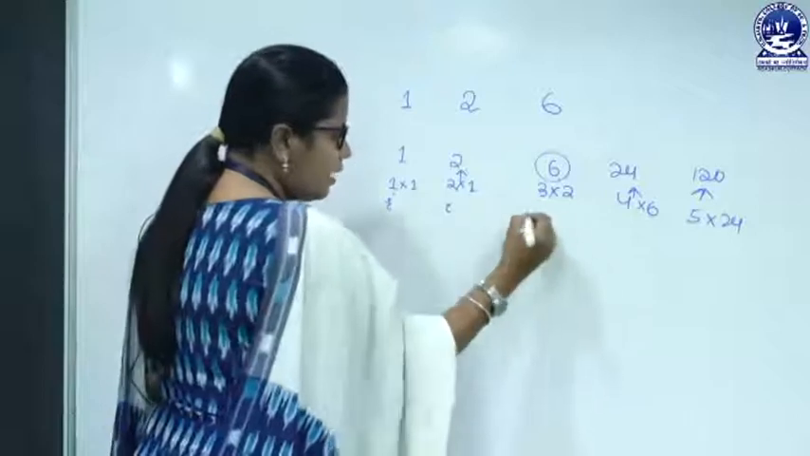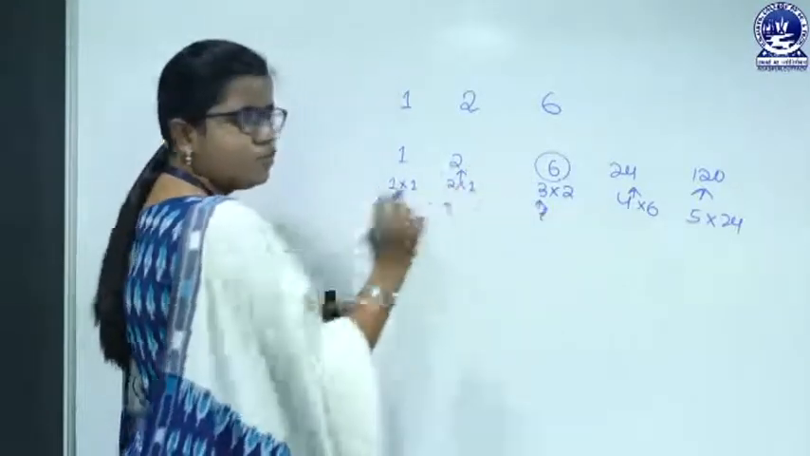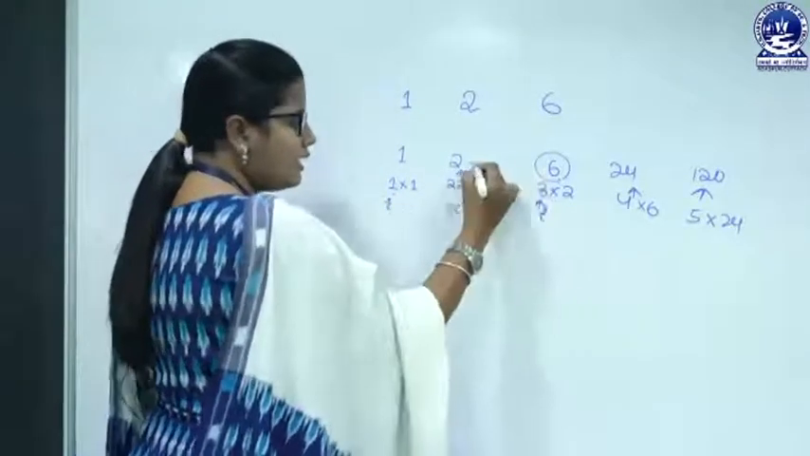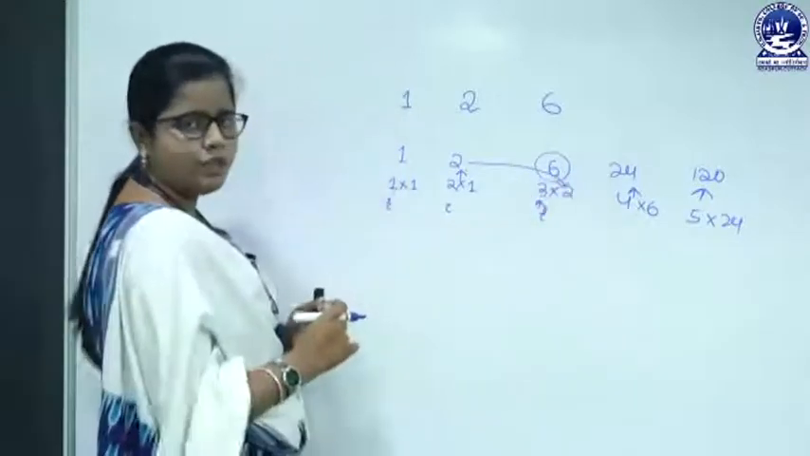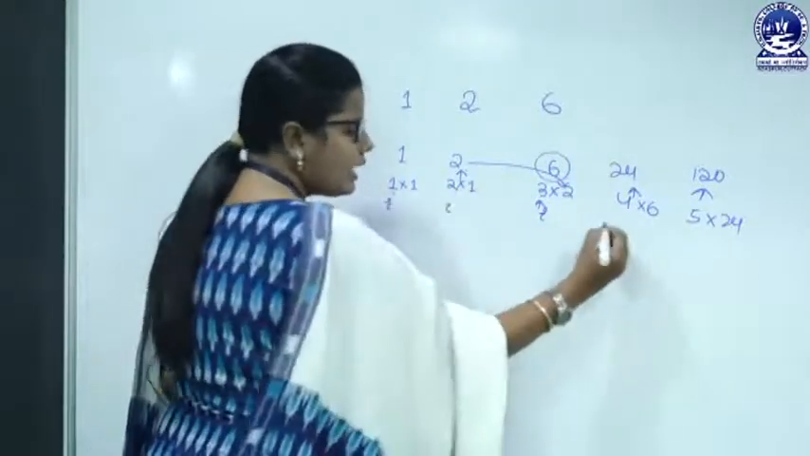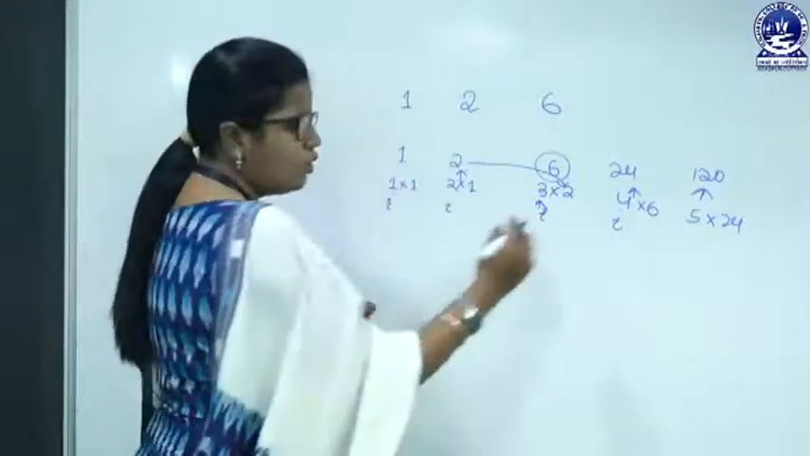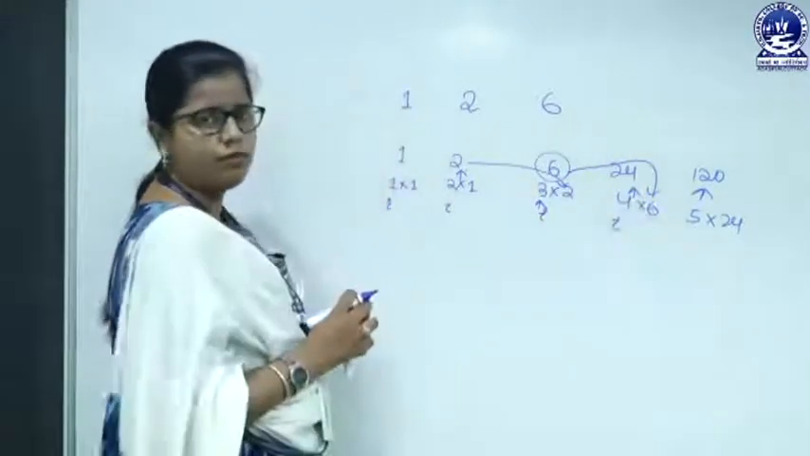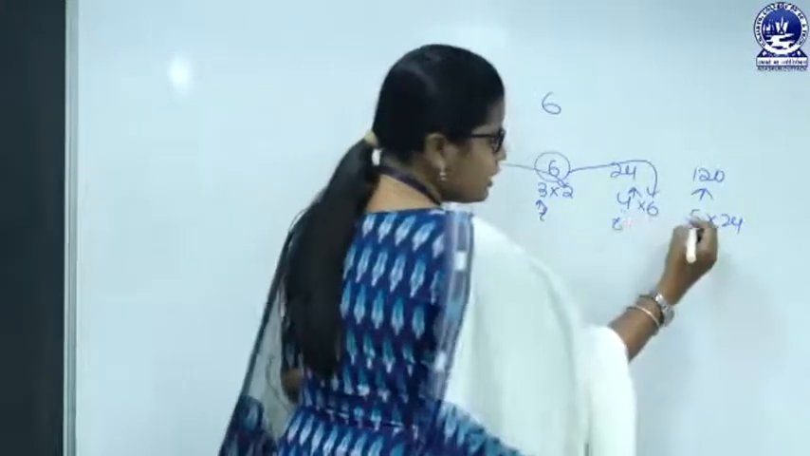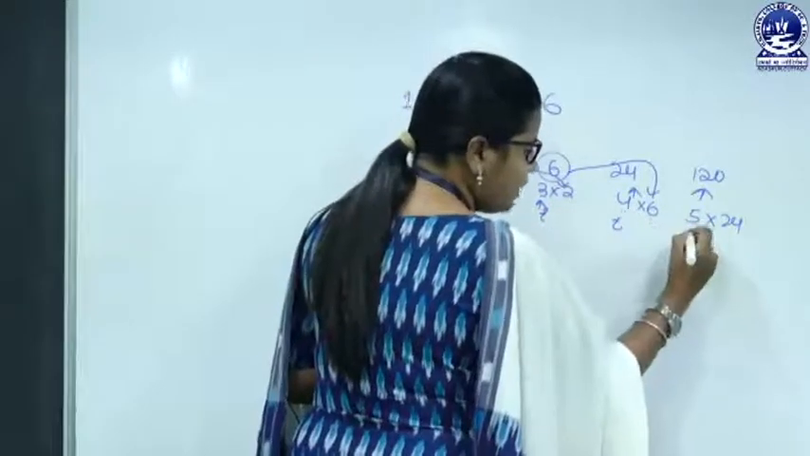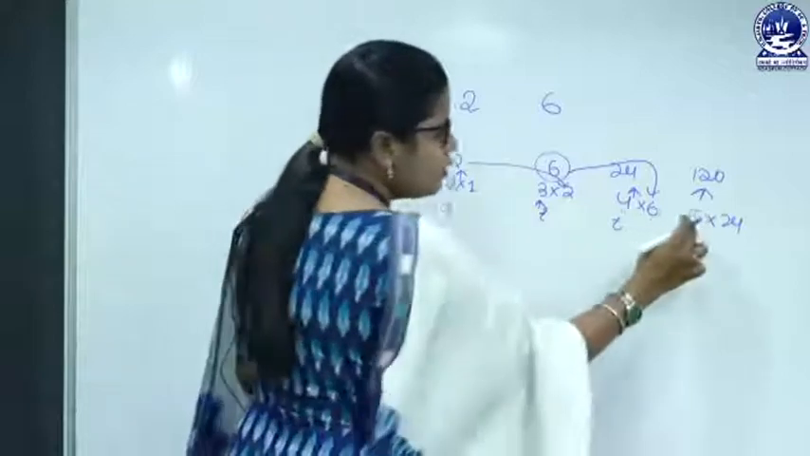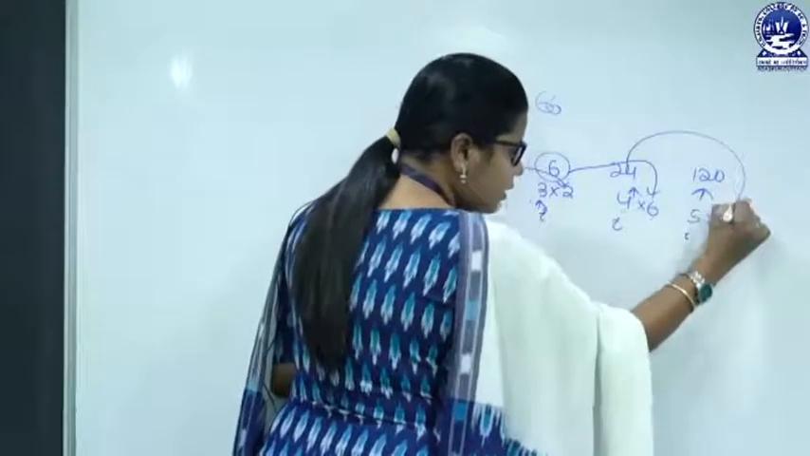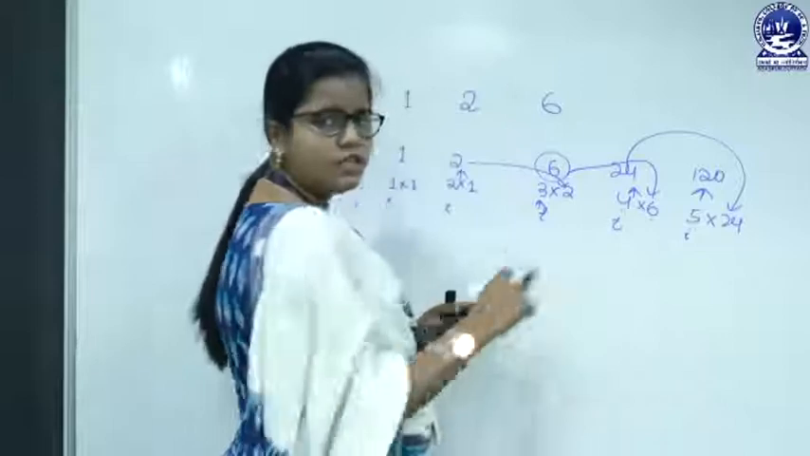Then I will be 3. 3 and the previous number will come to here. 3 into 2 is 6. Again I will be 4. 4 into 6 will come to here. 4 into 6 is 24. Then what is the next number? I will be 5. Then 5 and 24 will come to here. 5 into 24 is 120.